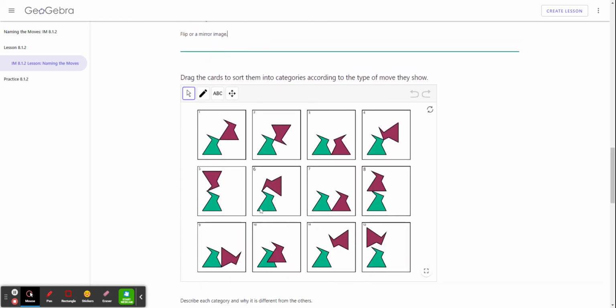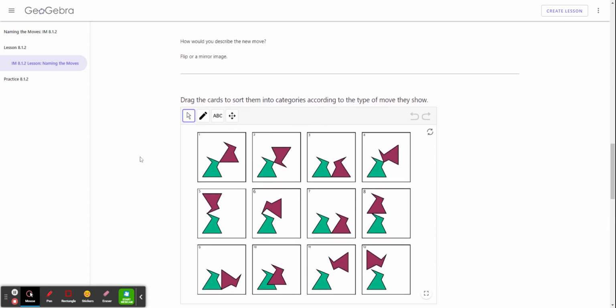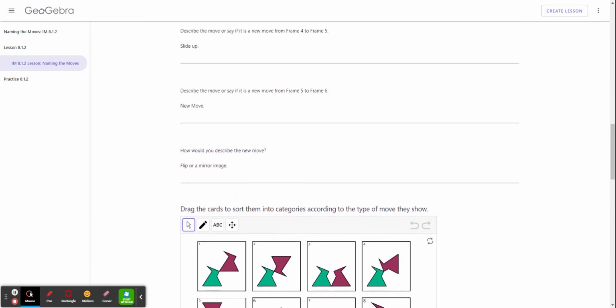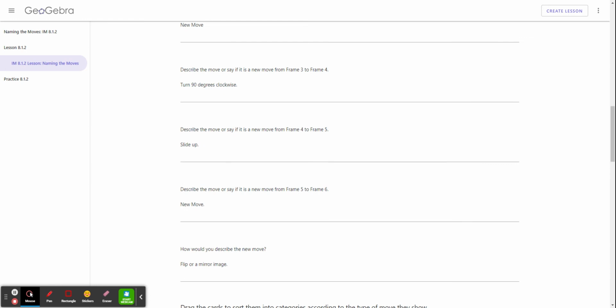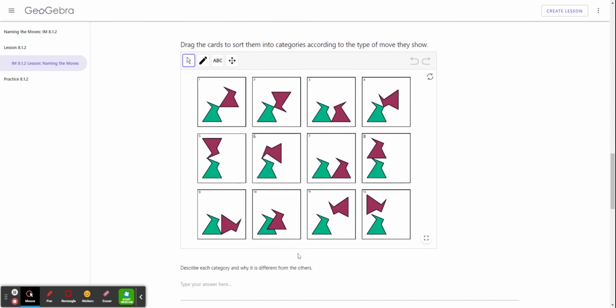Okay, moving on to our next task. This one's a card sort. So we're going to drag the cards to sort them into categories according to the type of move they show. So if we think about the type of moves that we have, right? We had our new one, a flip or a mirror image. We had the two that we talked about yesterday, the slides or the turns. So I'm trying to put together the cards that show the same type of movements.